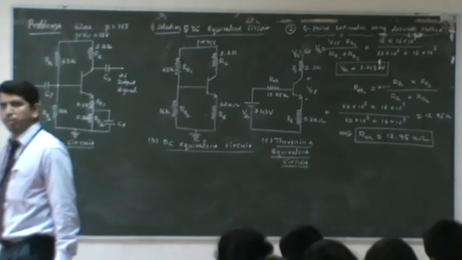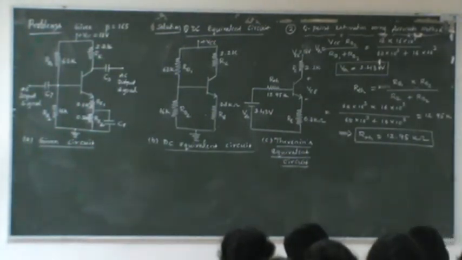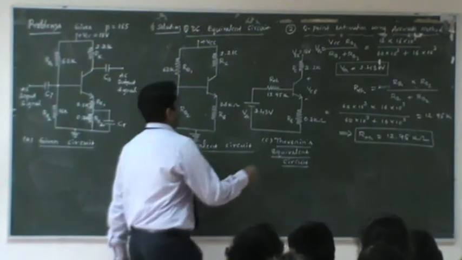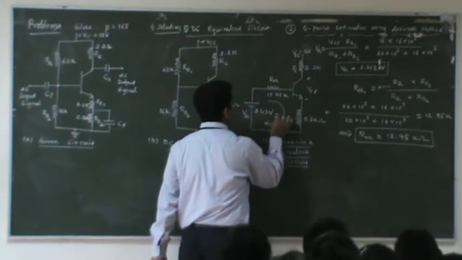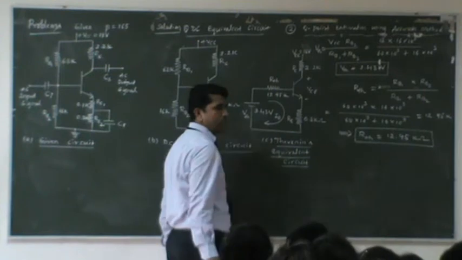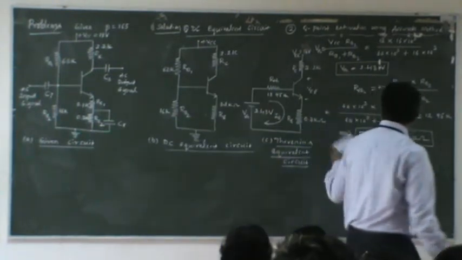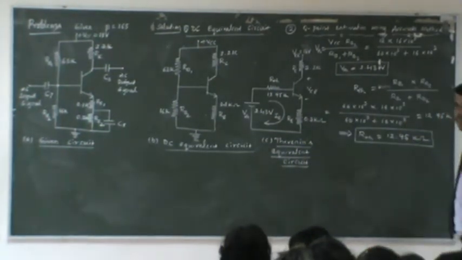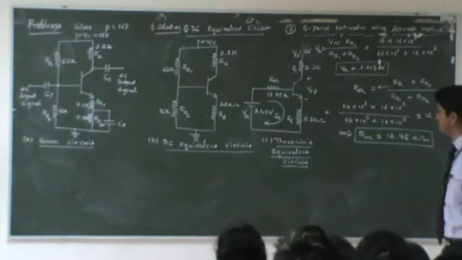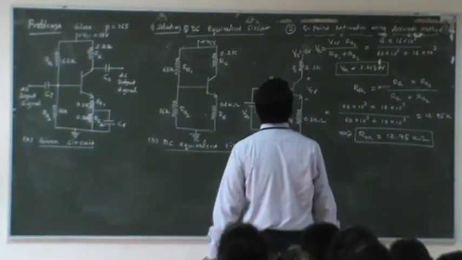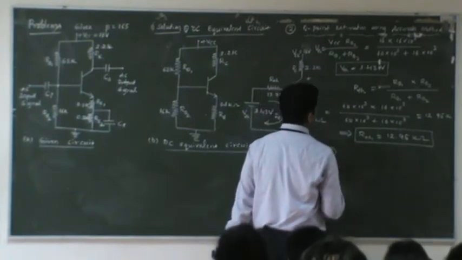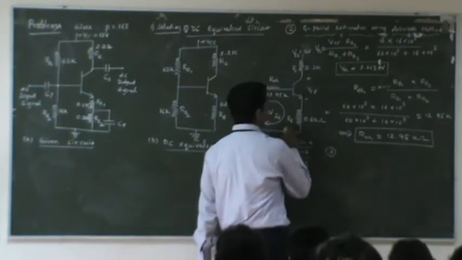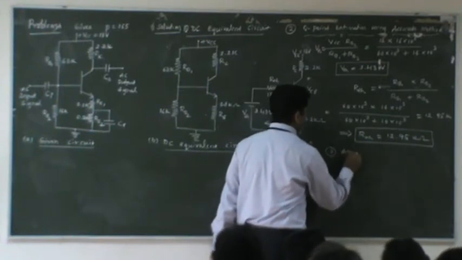How can you estimate the operating point? Apply KVL to the base emitter loop. Find the base current expression. Then later on you can use the transistor gain equation. Okay, let's apply KVL to the base emitter section.